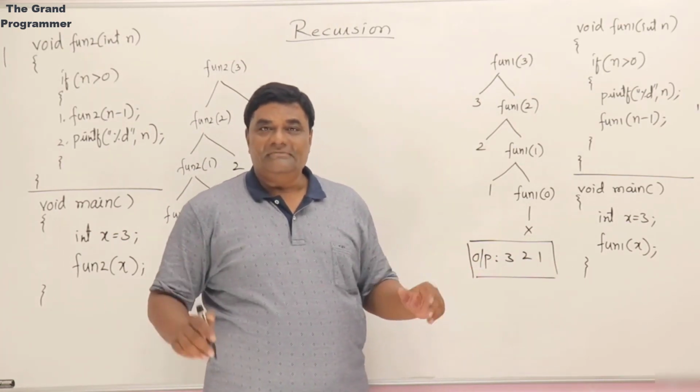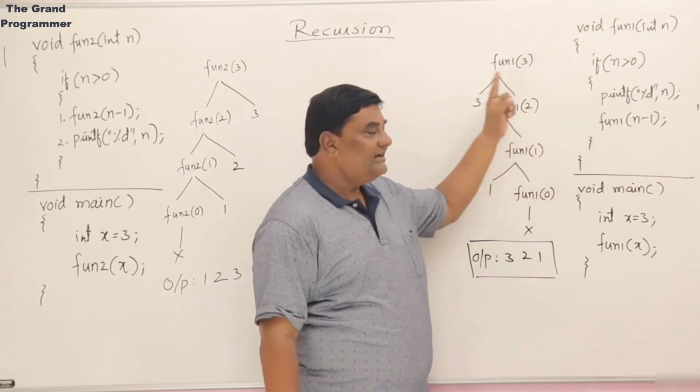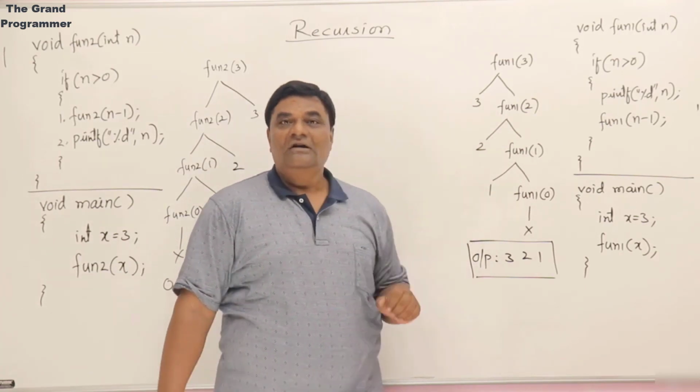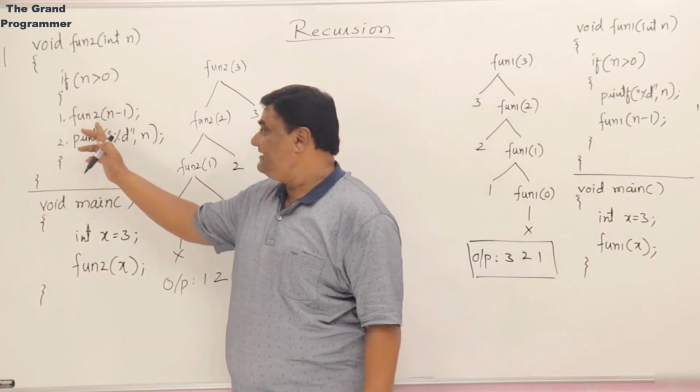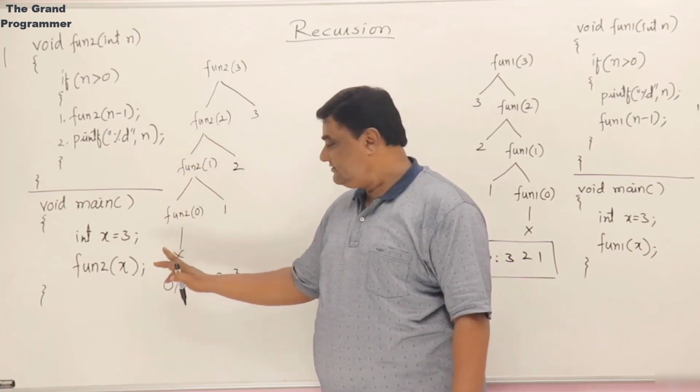Now let us compare them. In this function, first the printing was done and then the recursive call was made. Print and then call. Print and then call. Print and then call. But here, first the call is made, then printing is done. So first call, then call, then call, then call.